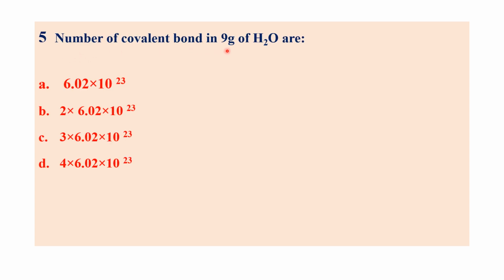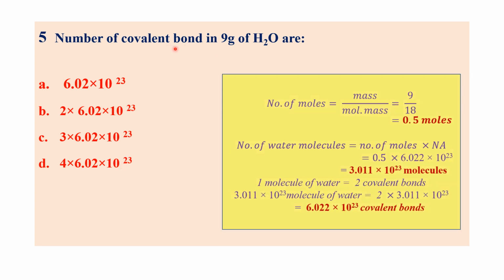Number of covalent bonds in 9 gram of water is: Avogadro number, 2 multiplied by Avogadro number, 3 multiplied by Avogadro number, or 4 multiplied by Avogadro number. Solving it, first we will find the number of moles for 9 gram of water. Then we will find the number of molecules, and from that the number of covalent bonds present in the molecules.